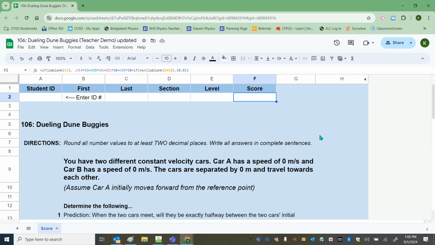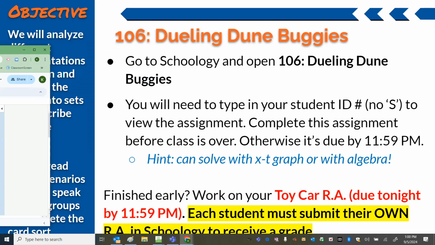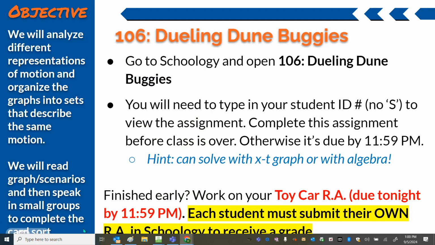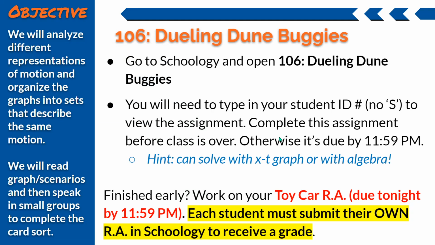So that is what you are doing during class today. It's a single scenario, one question with multiple parts to it, but it's one question. Okay, so depending on how quickly you're able to get this done, you might be done, like I said, in 10 or 15 minutes. If you're struggling, it might take you a little longer, but if you do finish early, you can work on that toy car RA, which is due, again, also due tonight by 11:59 p.m.